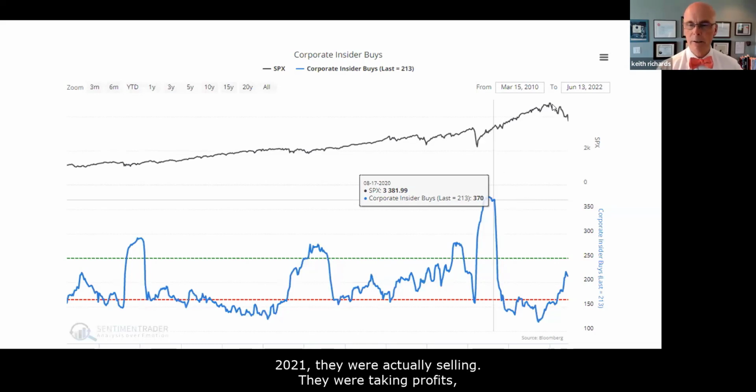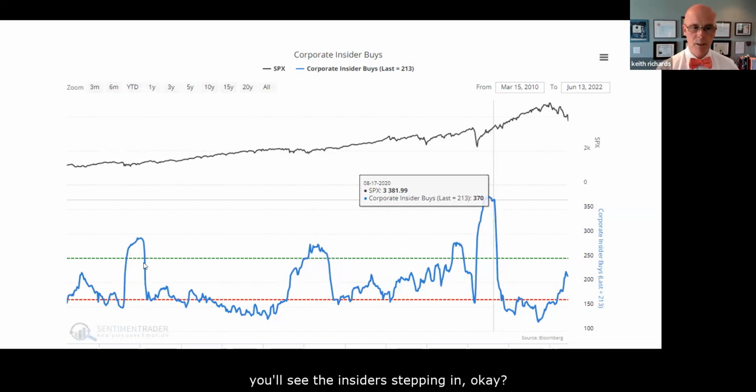During 2021, they were actually selling. They were taking profits, but now they're buying back again. They've been buying back, and they're heading towards that point where, for example, right after the 2020 crash, they bought like crazy. Okay, so sometimes when you start seeing these market bottoms, you'll see the insiders stepping in.